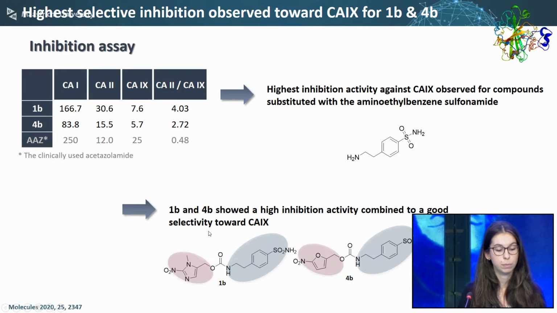We have then performed an inhibition assay on this compound using 3 different carbonic anhydrases, 2 cytosolic, CA1 and CA2, and 1 transmembrane, CA9, in order to evaluate the inhibition activity of the compound in terms of affinity and selectivity. Affinity corresponds to the highest inhibition activity toward the targets, and selectivity corresponds to the highest inhibition activity toward a specific target compared to the others. Here, we observe that compounds bearing the aminoethyl benzene sulfonamide active drug show the highest inhibition activity towards CA9, and more precisely that compounds 1B and 4B show the highest inhibition activity combined with the highest selectivity towards CA9, as you can see here in the table.